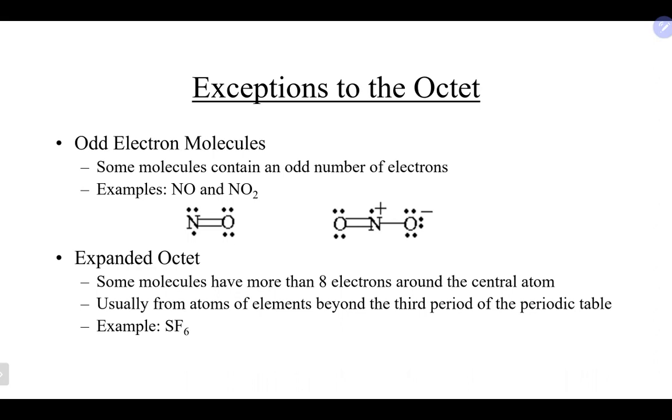And really the third exception, which is the one that you'll come across a lot in 1A, is the expanded octet. And the expanded octet are guys that have the ability to go to more than 8 valence electrons around it. And it usually happens on the periodic table right around sulfur, to the right, to the left, and down.